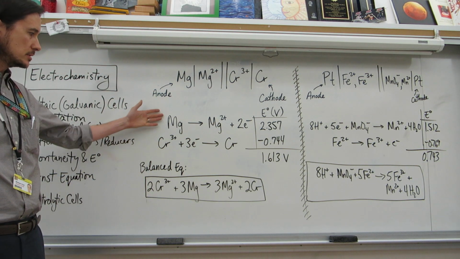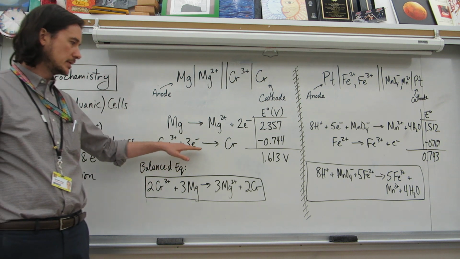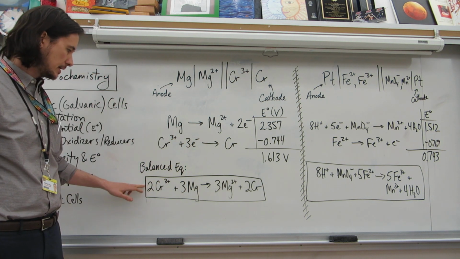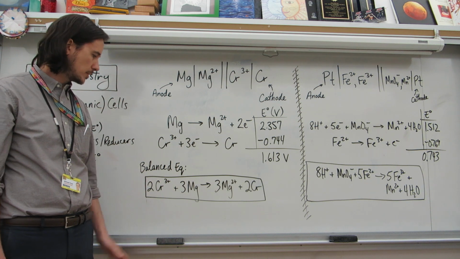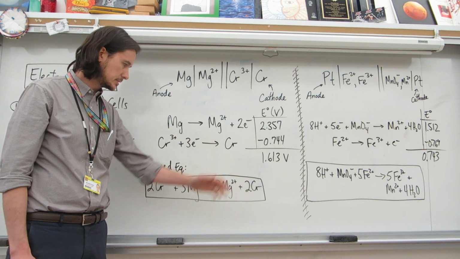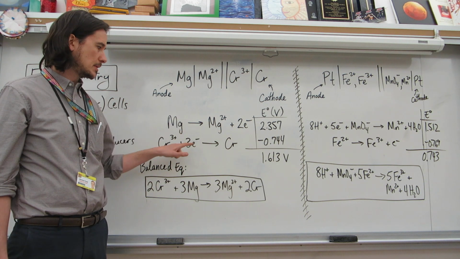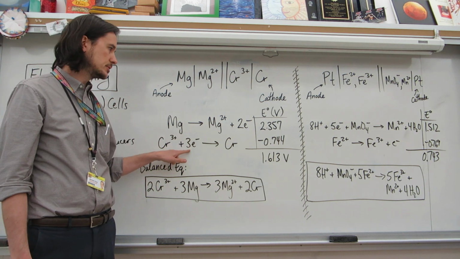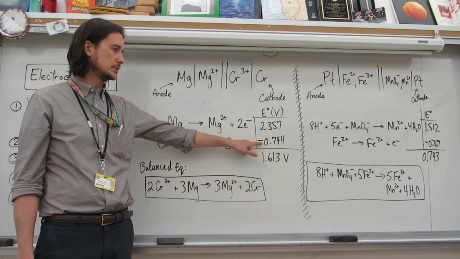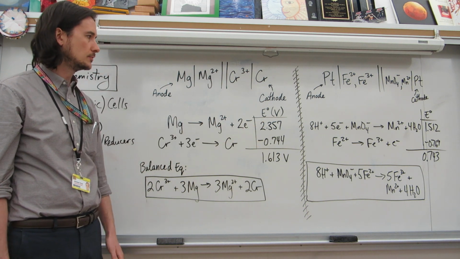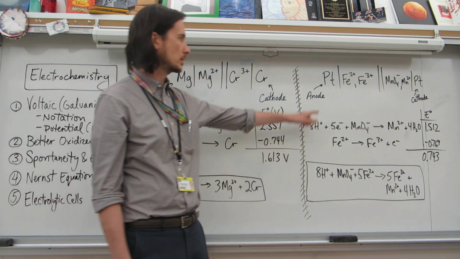For a balanced equation, this one's pretty easy because there's only electrons and 2 chromium ions, 3 magnesium ions, etc. One thing, we don't have the same number of electrons in these half reactions. That doesn't change the voltage. Okay, so leave that alone. Next, look at another one.